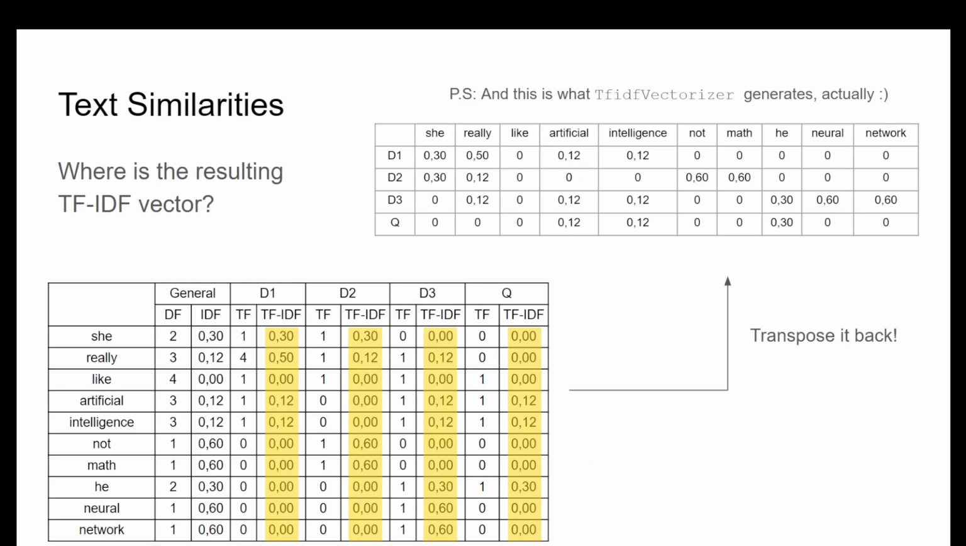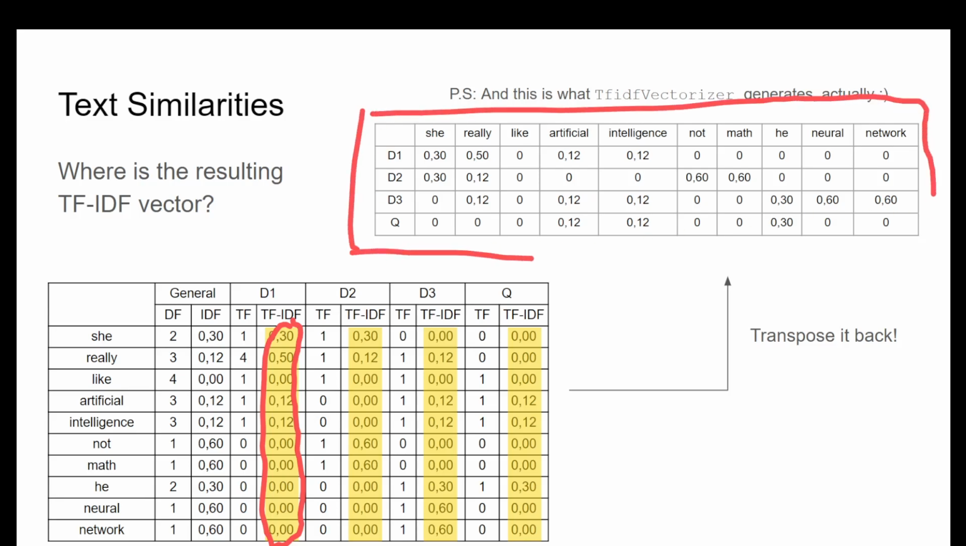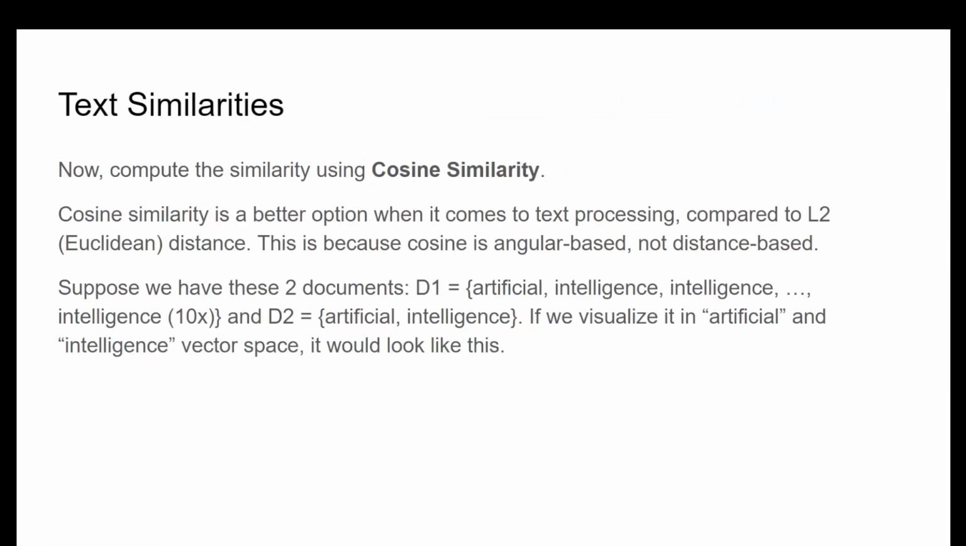So where is the resulting TF-IDF factor actually? Well, the resulting factor is the TF-IDF column for every document. So the resulting matrix will be like this. And this is actually what the TF-IDF vectorizer, if you use this in sklearn, would generate for the documents. It's pretty straightforward. So the next one is we want to compute the similarity using cosine similarity, like I've told you before.